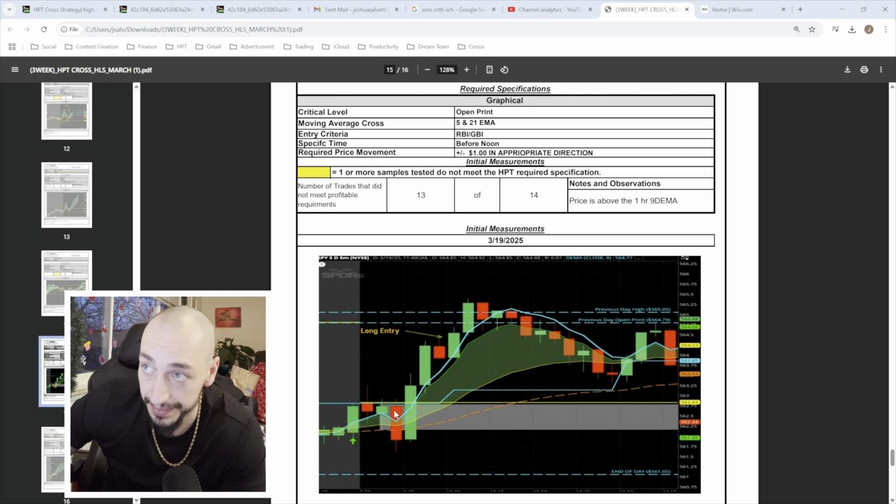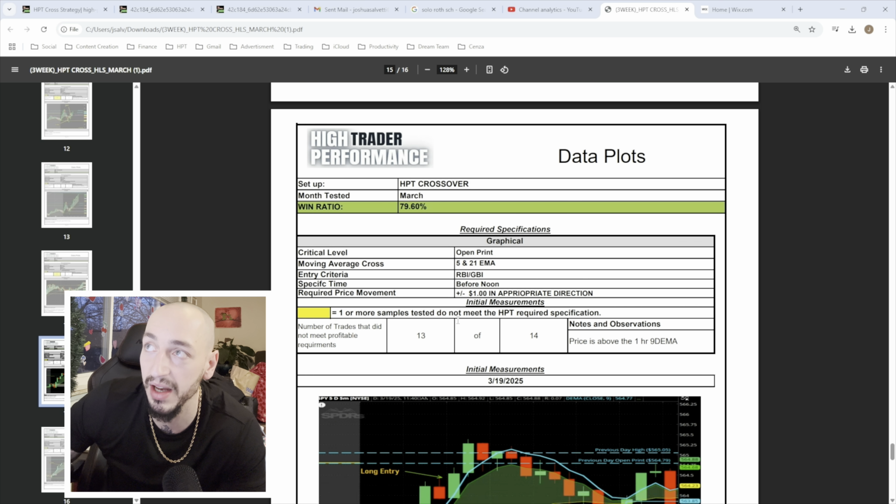3/19. Beautiful setup. Price had that false break below the 50. Buyers showed up very strong. Notice the moving average cross. Notice the red bar ignored in long. Stop below it. Beautiful trade to the upside.